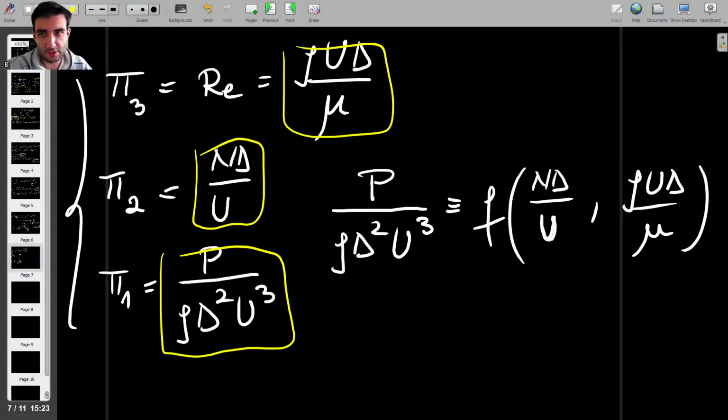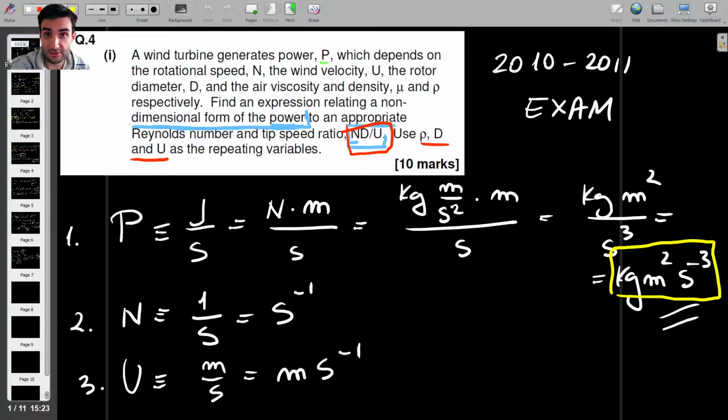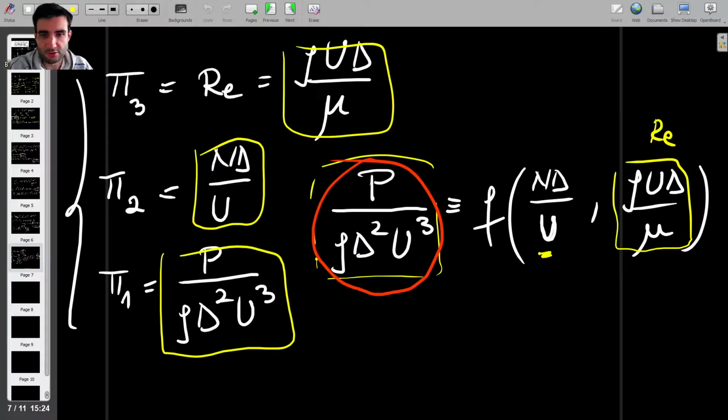Okay, so we found the non-dimensional power, this. Then we have the Reynolds number, and we have the non-dimensional rotational speed. And that is what the question actually asked: find an expression relating a non-dimensional form of power, which is this, to an appropriate Reynolds number and tip speed ratio. So that's what we have. We have that the non-dimensional power is a function of, it depends on, the non-dimensional rotational speed as well as the Reynolds number. And that's it. And that's the end of the question.